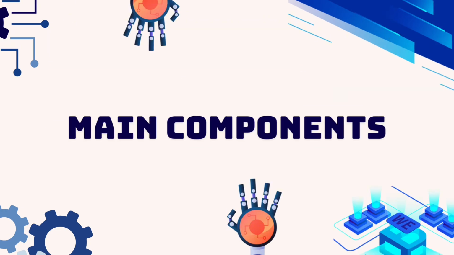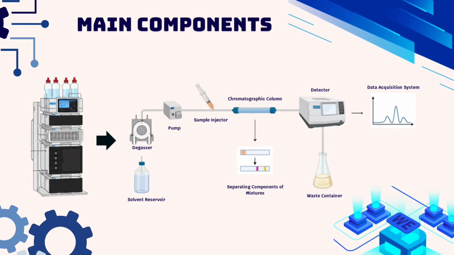Next, main components. So basically, this slide shows how an HPLC system works. The solvent starts in the reservoir, goes through the degasser and pump, and then the sample is injected into the system. Inside the column, the sample gets separated. After that, the detector detects each component and sends the data to the computer for analysis.